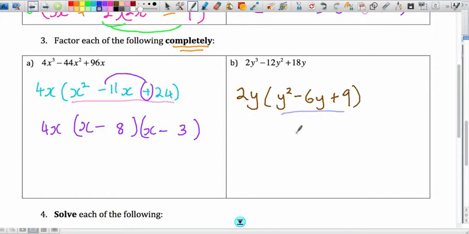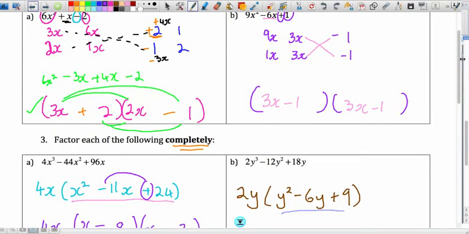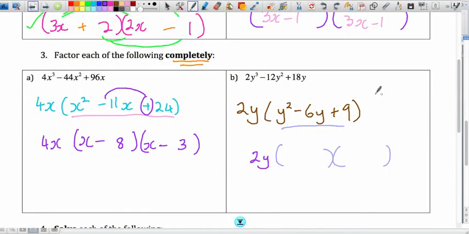We have a trinomial, and so I'm going to open 2 sets of parentheses for the trinomial. I leave the 2y outside. In this case, we have y squared minus 6y plus 9. And so factors of y squared are y and y. Factors of 9: 3 and 3, 9 and 1. Signs are the same, they'll both be minus. And if I cross multiply, I can very quickly and easily see the first factors are going to work. And I have y minus 3 times y minus 3.